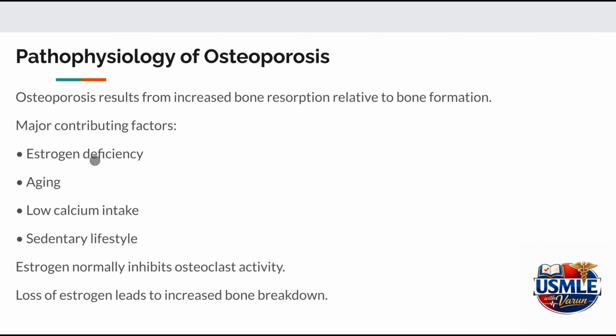But when there's estrogen deficiency in postmenopausal women, there is a deficiency of osteoprotegerin, so there is reduced inhibition of osteoclasts, and this would eventually lead to increased bone resorption. Other contributing factors would include aging, inadequate calcium intake, and lack of physical activity. Over time, these factors would lead to progressive loss of bone mass.